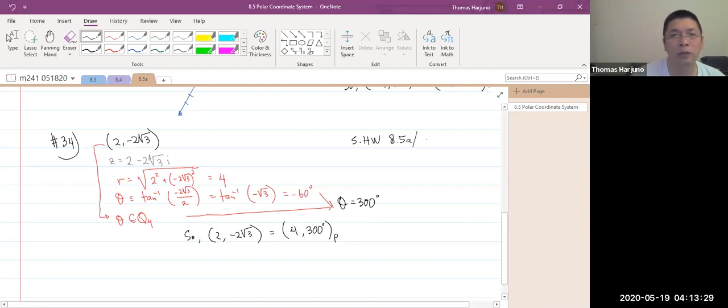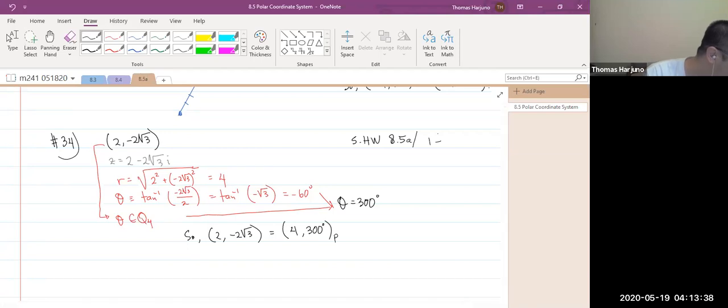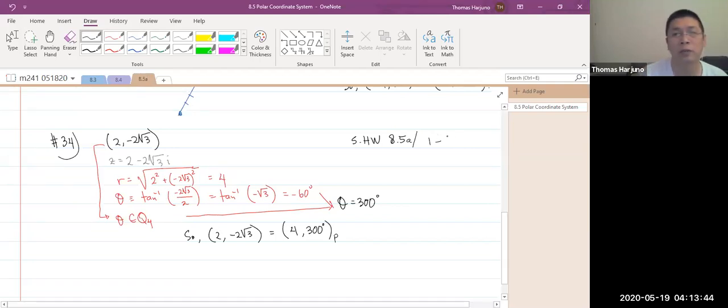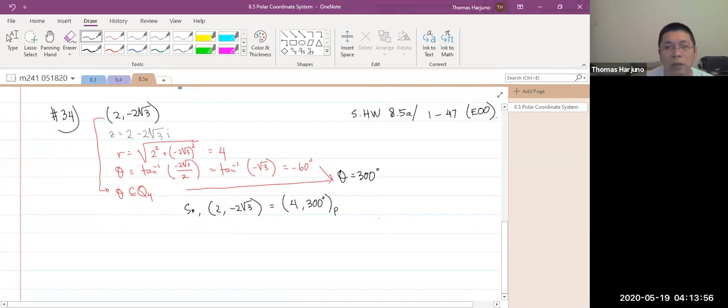The suggested homework for 8.5a will be number 1 up to number 47. Just do every other odd. You will see they are quite similar to 8.2. But here's the thing though. On Wednesday, I want to take some time to explain what will happen. On this Wednesday, I will finish the material on 8.5, and I will do 8.5b and 8.6.